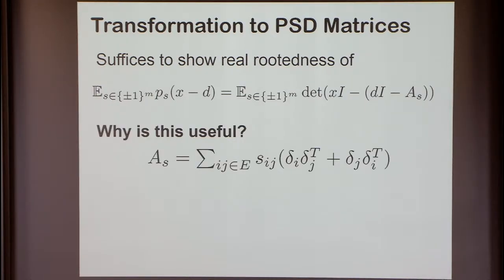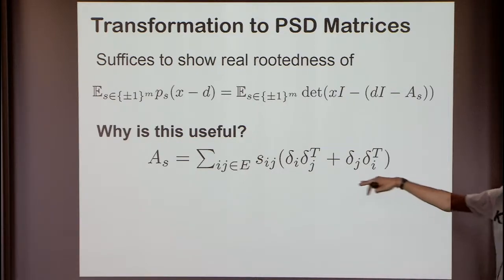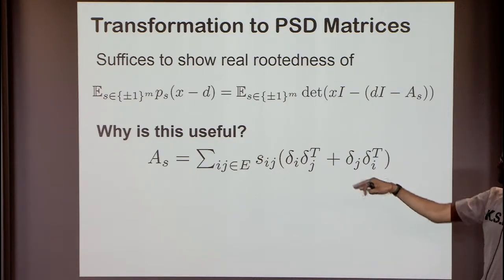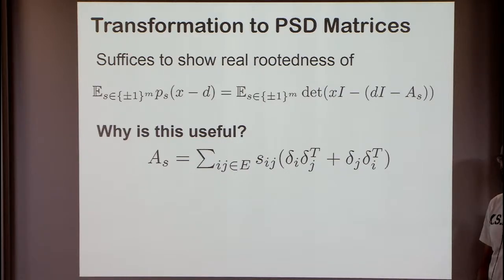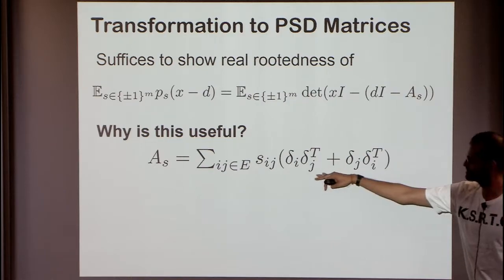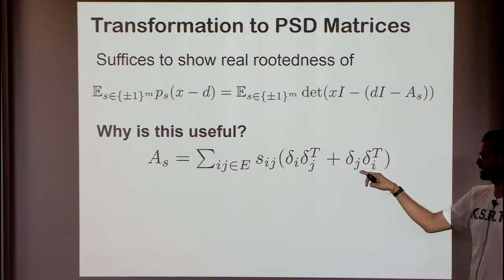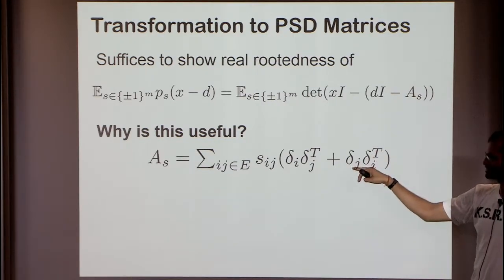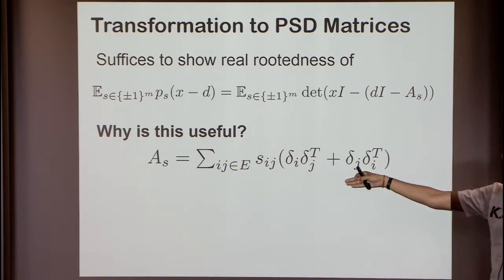And what is the point of doing this? Well, if you just look at the adjacency matrix, you can write it as a sum of rank 2 matrices times the sign variables Sij. Because each edge appears in two entries, the matrix just has a 1 in ij and a 1 in ji. You can write it as that matrix times a plus or minus 1 random variable, right?